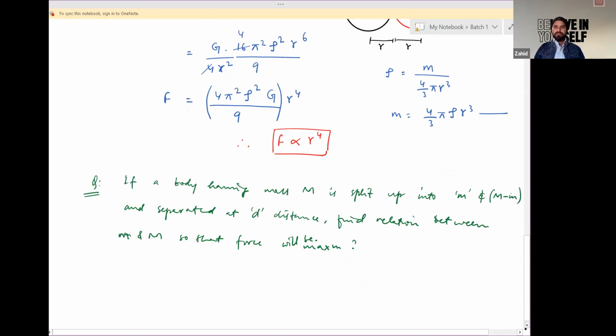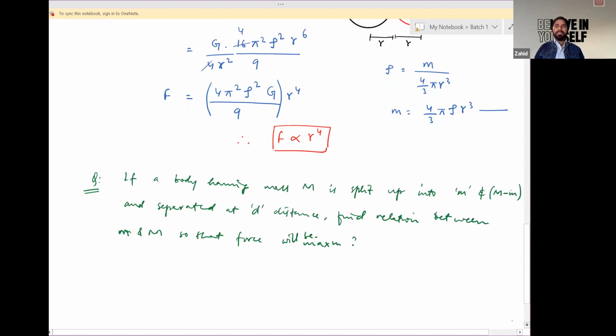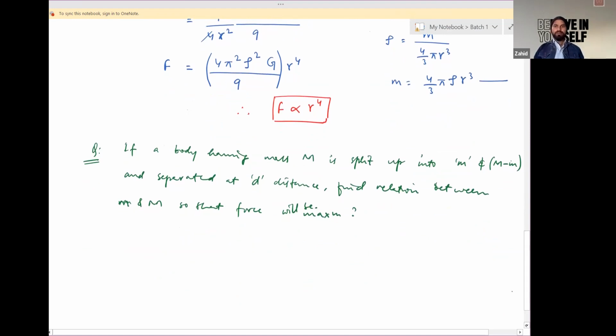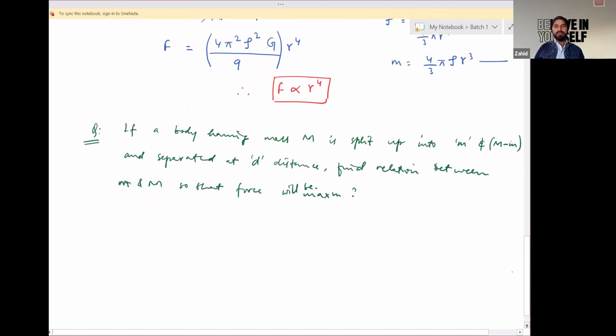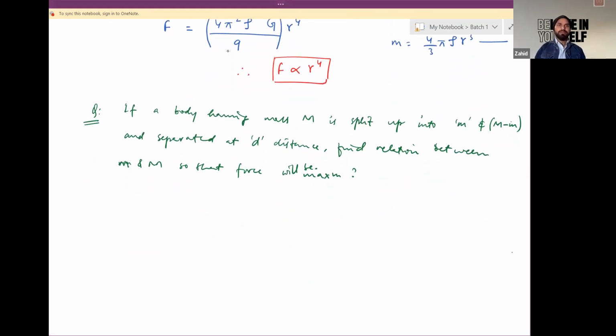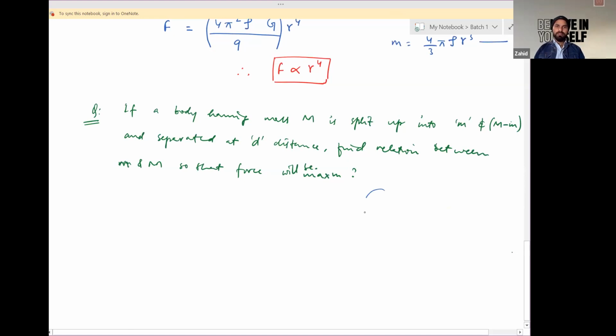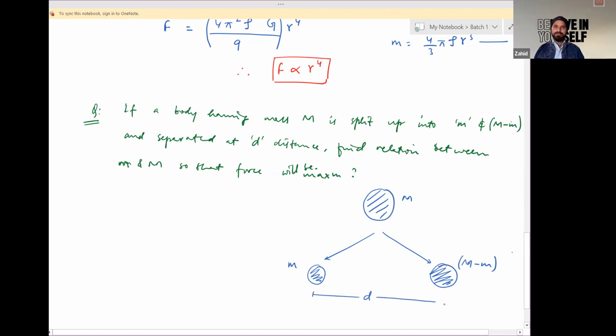Let me explain how to solve this problem. In this part, we have a body initially having mass M. Suppose there is a body having mass M initially, split up into two parts, one having mass m and the other having mass M minus m, separated at some distance d apart. Hamza, is it clear?